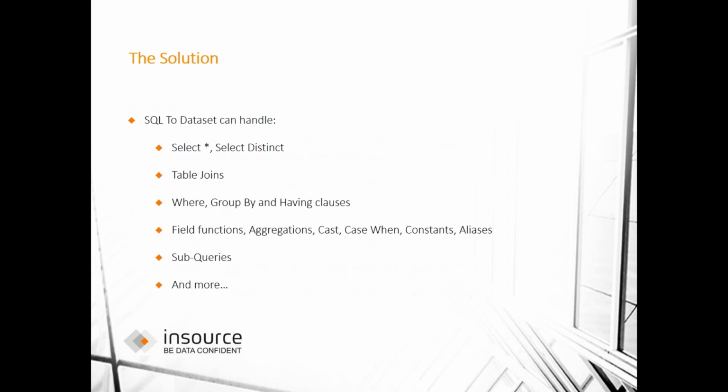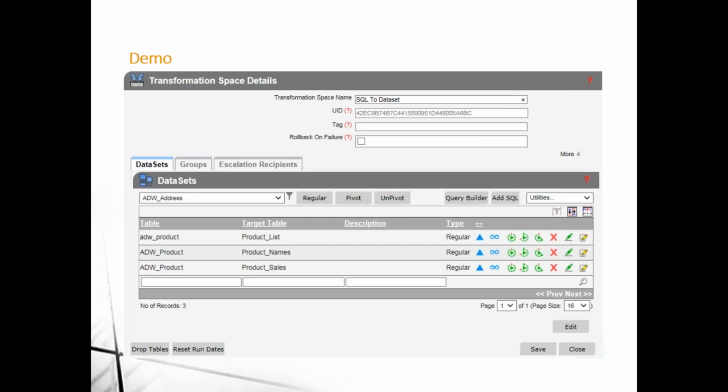So what can SQL to Dataset do? Roughly, the idea is it can do whatever you can do in Data Academy at the moment. So if you can produce a data set in Data Academy and get the SQL from that, you should be able to just do it using SQL to Dataset in Management Studio and copy and paste it in. So selects, table joins, where clauses, group by, having functions, aggregations, etc., and pretty much anything that Data Academy itself can do. SQL to Dataset itself is obviously going to be in transformations.